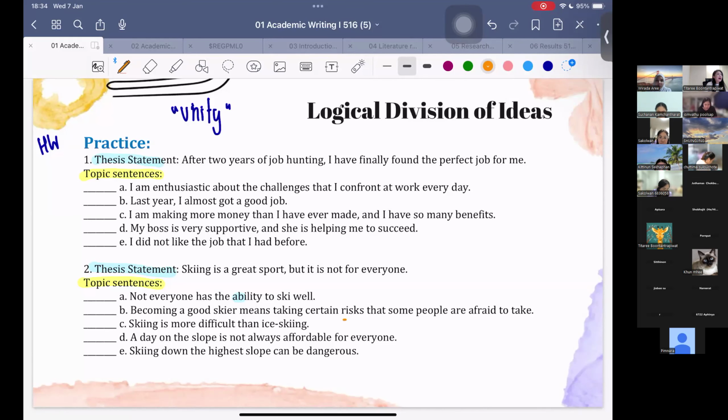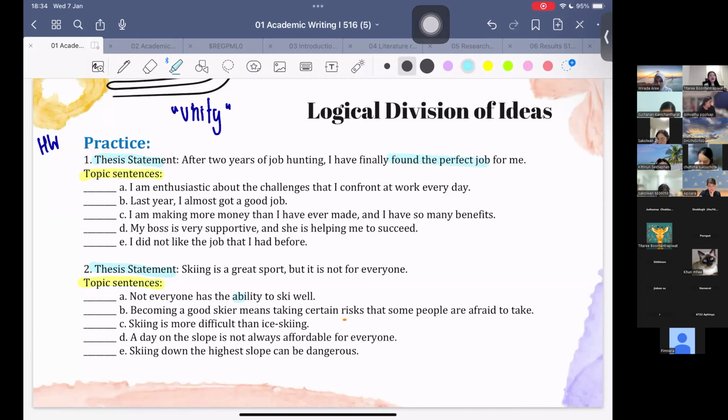Okay. Let's see. So the topic sentence, I'm sorry, the thesis statement is that after 2 years of job hunting, I finally found the perfect job. The topic here is finding the perfect job. This would be the topic.